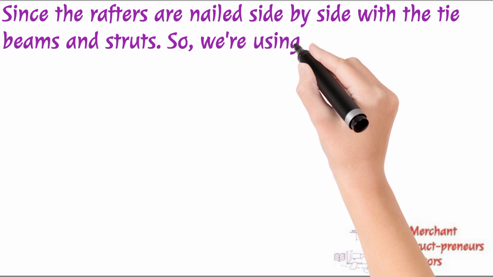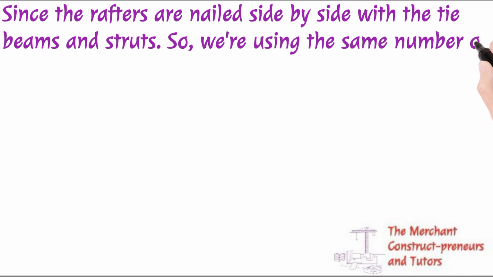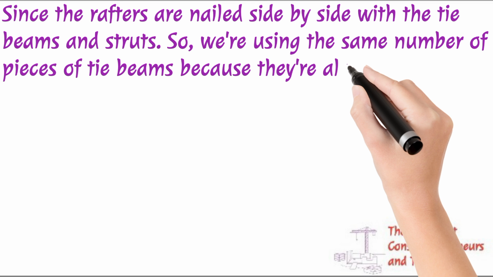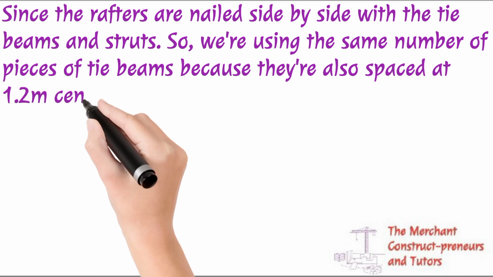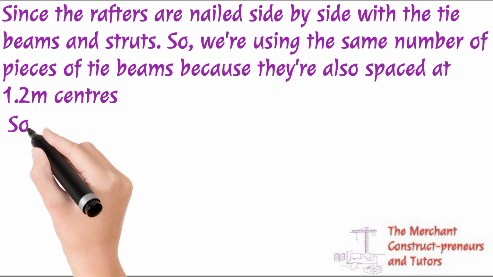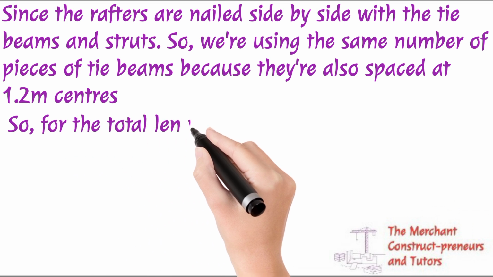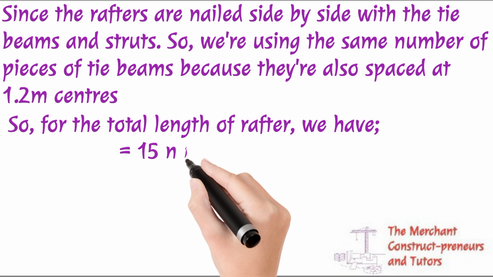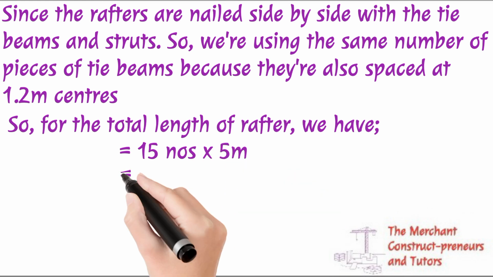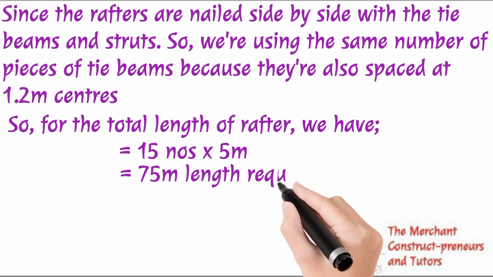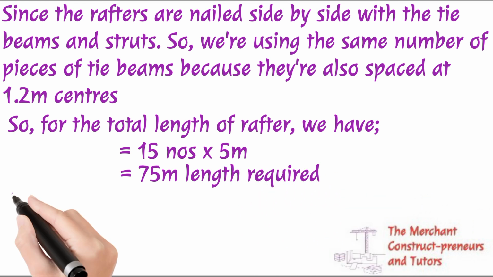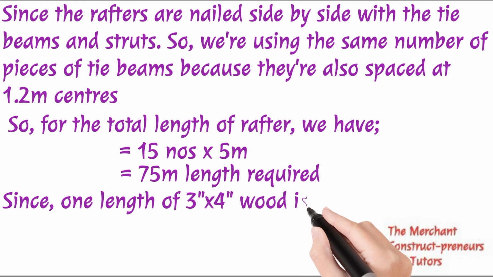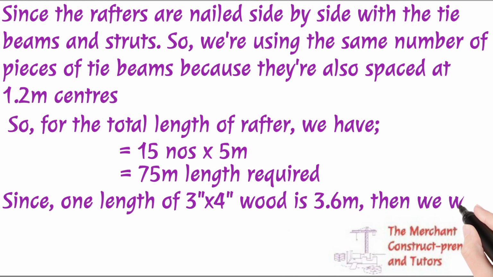Since the rafters are nailed side by side with the tie beams and struts, we use the same number we got for the tie beams. If you don't get this, you need to go back to the first video to watch how we calculated the tie beams and struts. From that initial calculation, we had 15 tie beams. So 15 multiplied by 5 meters gives us a total rafter length of 75 meters.